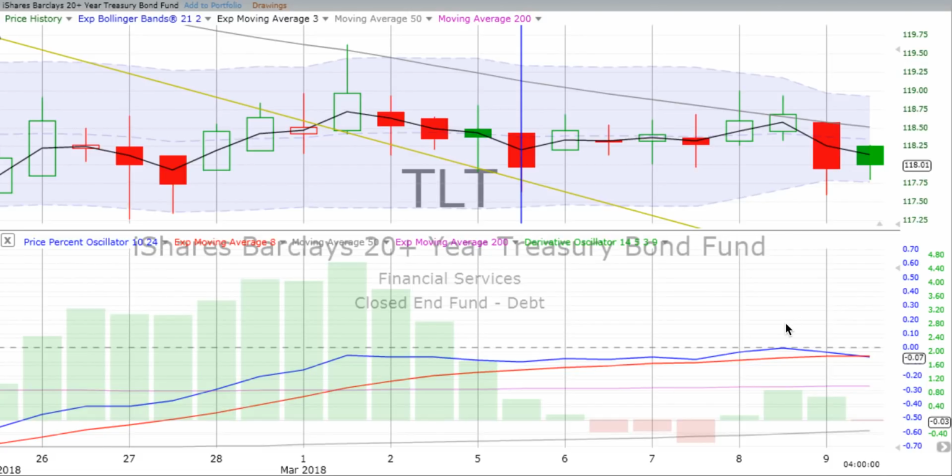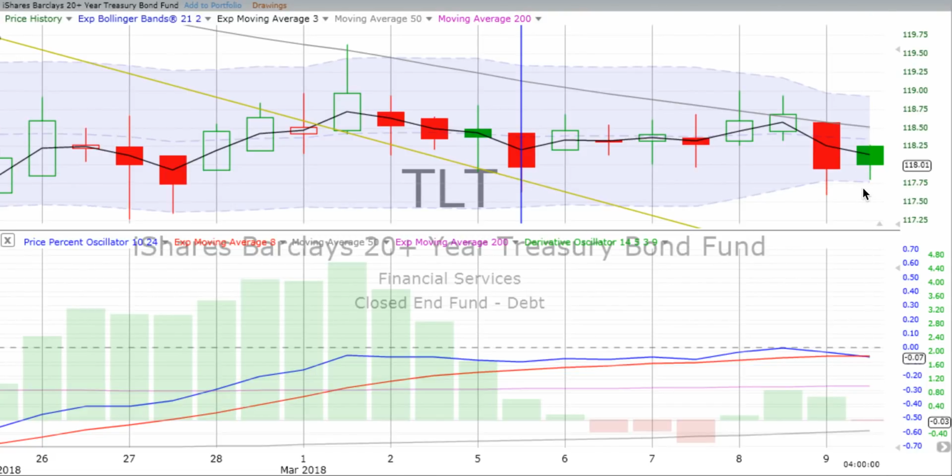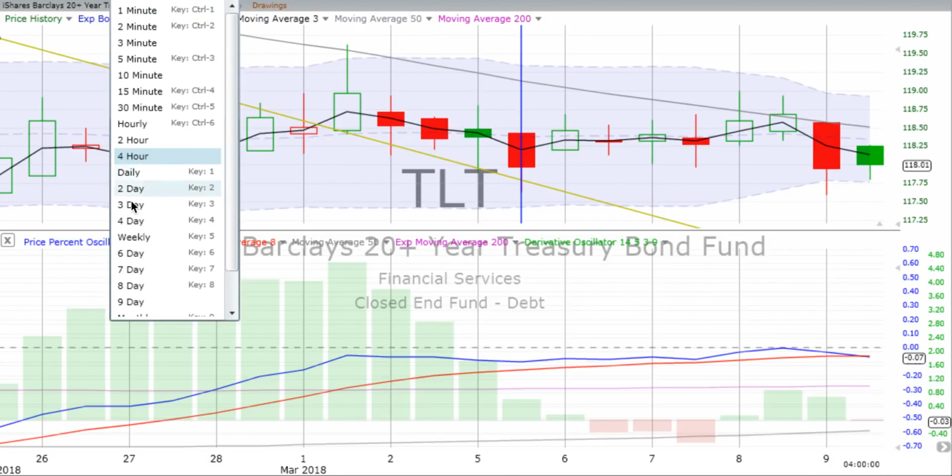Okay, what do we see going on the 4-hour chart? It just crossed over going down, even though the week ended up at the end of the day. That last 4-hour candle was an up candle, but a strong down candle in the morning. That's what drove that momentum, both on the PPO, the price percent oscillator, and the DO, the derivative oscillator, which actually went negative. That's where we are on TLT.